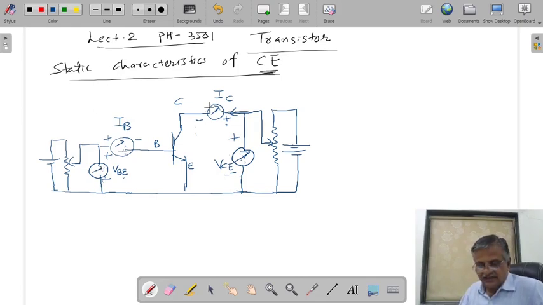So first I will discuss the input characteristics. Input means the relation between base current and base emitter voltage for a different value of the collector emitter voltage. That is called input characteristics. So let us start the input characteristics.